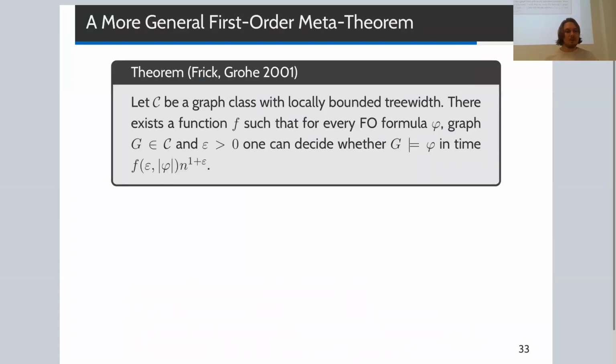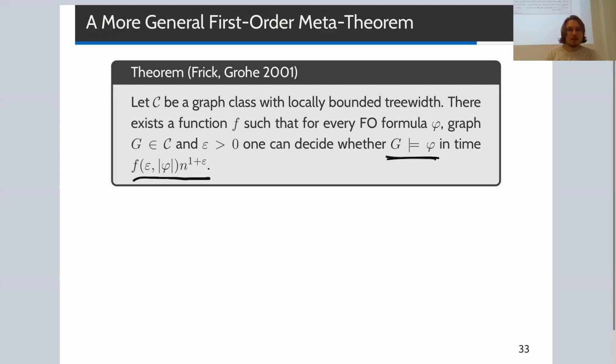And I guess we have 10 more minutes, maybe we can even complete the proof. So the last final result is that you can do first order model checking also on locally bounded tree width classes. This is a very nice and very general result by Frick and Grohe, and states that for every epsilon, you can decide whether the formula phi is true on a graph G with locally bounded tree width with a running time that is a function of epsilon and phi times n to the 1 plus epsilon.